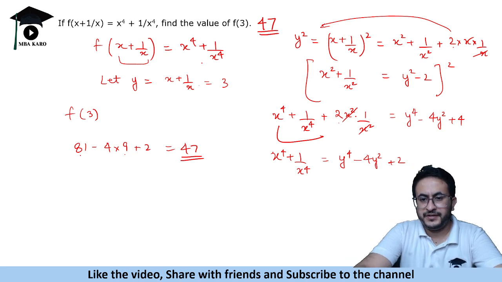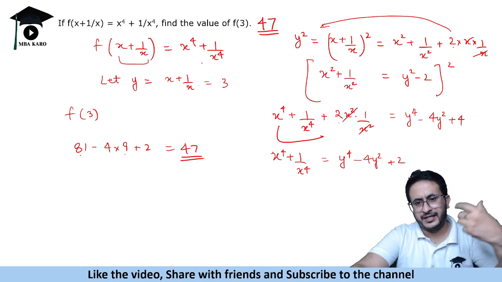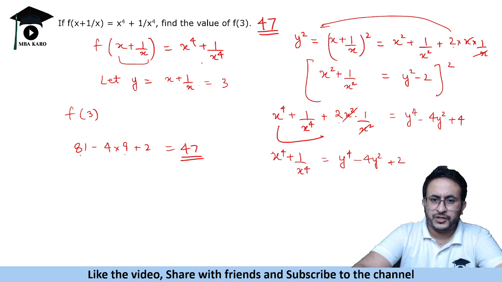So what we did, we substituted x plus 1 upon x with another variable, and then we squared and squared again to find the relation.